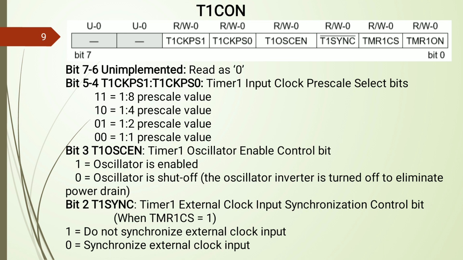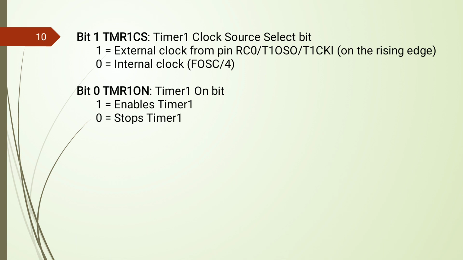After that we see the TMR1CS, that is timer 1 clock source selection, and the last bit is TMR1ON. TMR1ON is nothing but the timer 1 on bit. If it is 1, then timer 1 is on or started, otherwise it is disabled. And TMR1CS is your clock source selection, internal or external. For 0, it is considered the internal clock source from Fosc, and if it is 1, then the external clock source is selected at the RC0 pin. So this is related to T1CON, that is the timer 1 control register.